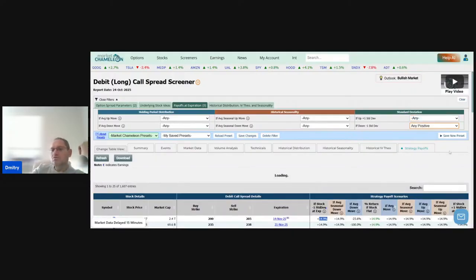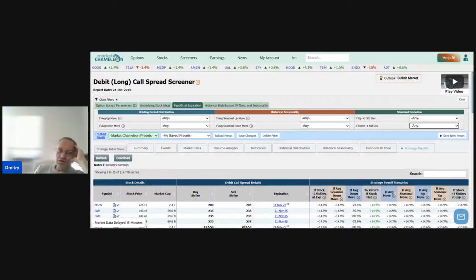We could also do the same thing with seasonality. Let's say we're more interested in a seasonal play, and we think we're kind of in a market where the stocks are more likely to correlate to their historical seasonal move, right? That's our outlook. And based on that outlook, we're looking for scenarios where if it moves up its average seasonal move, we're looking for a return of, let's say, 50%.